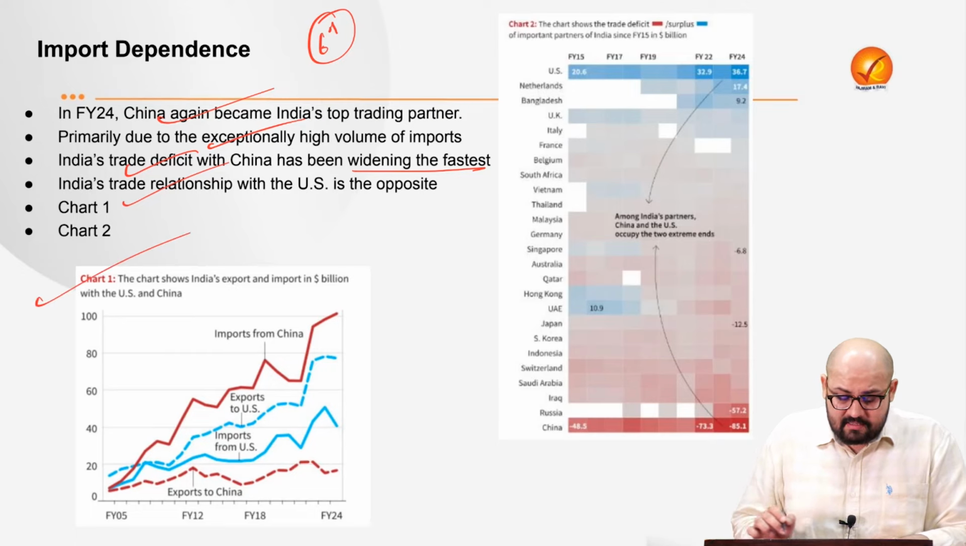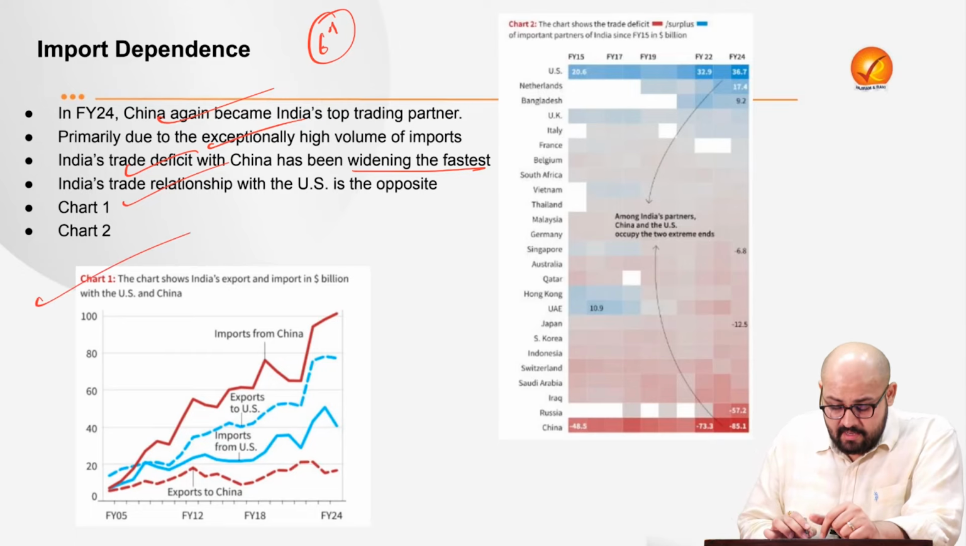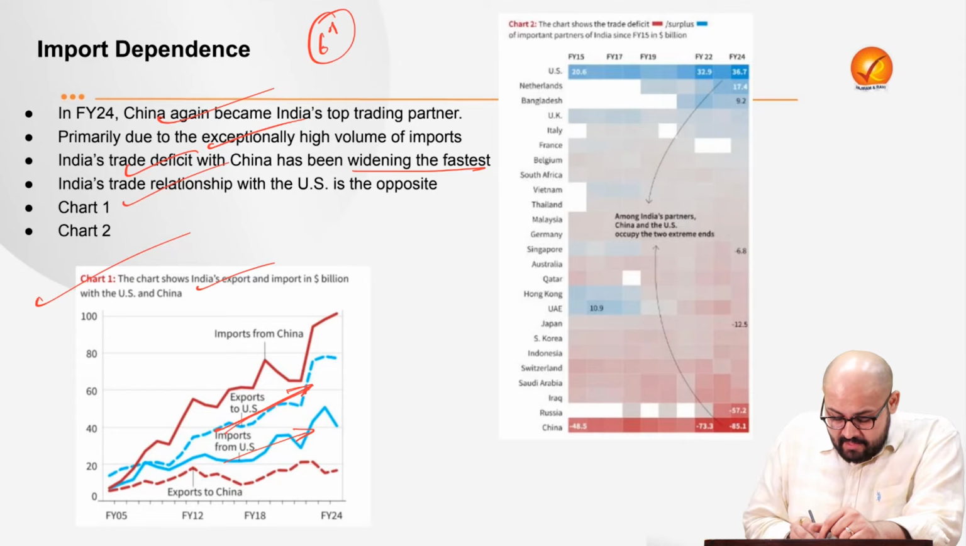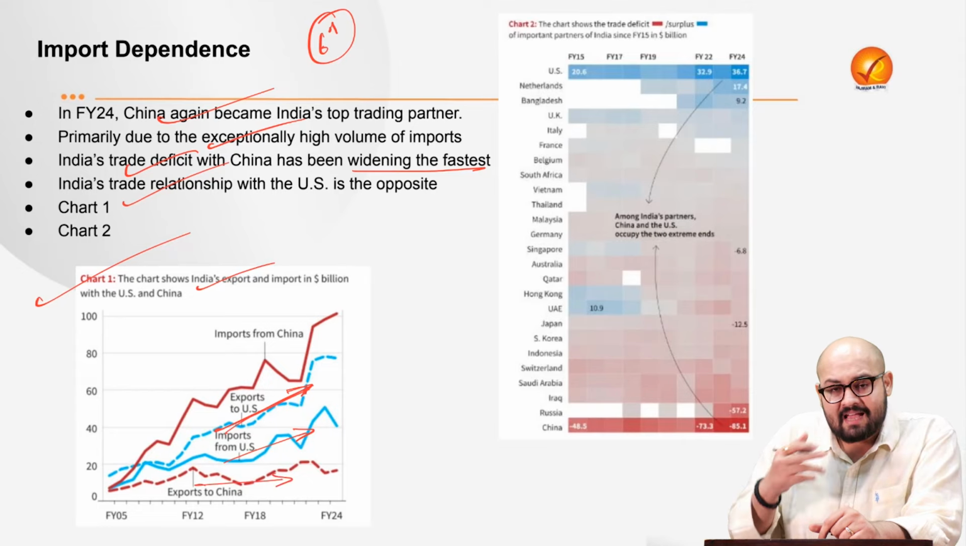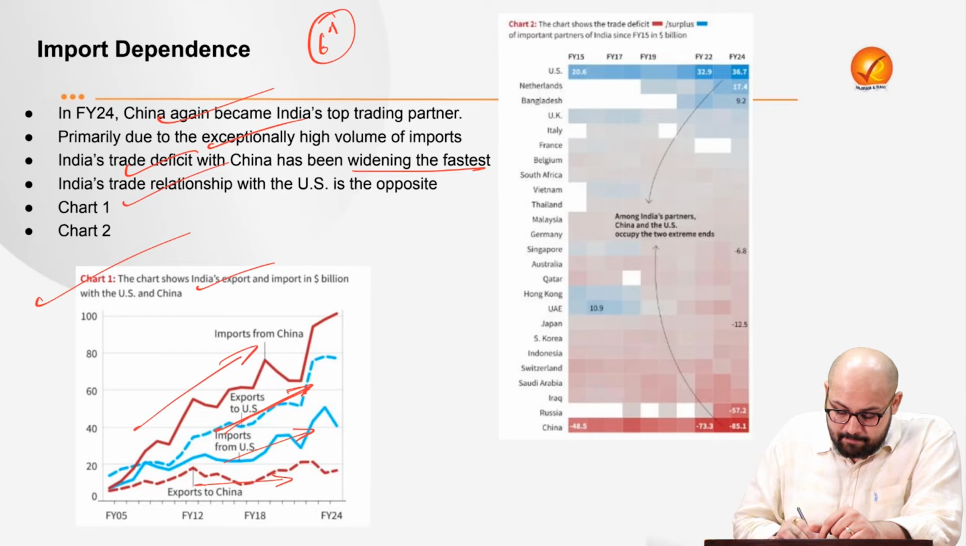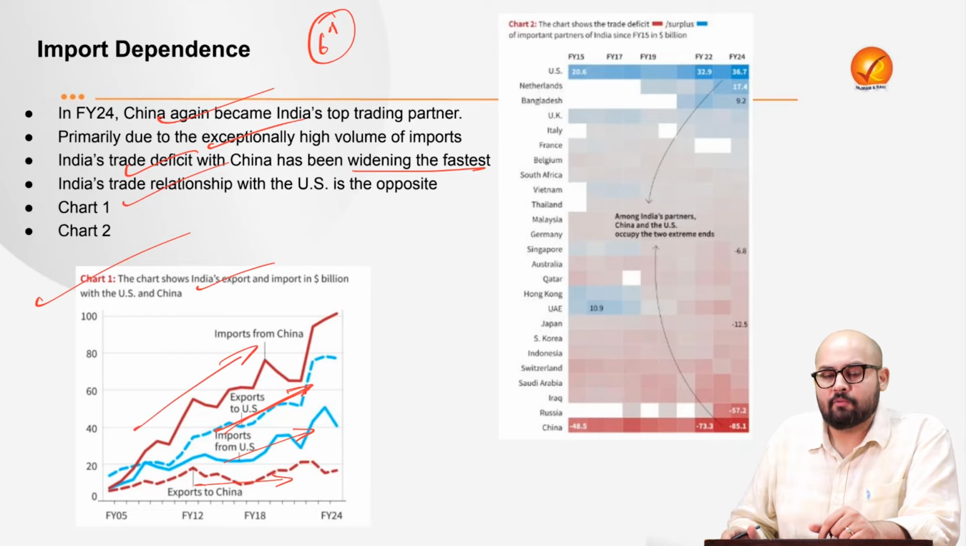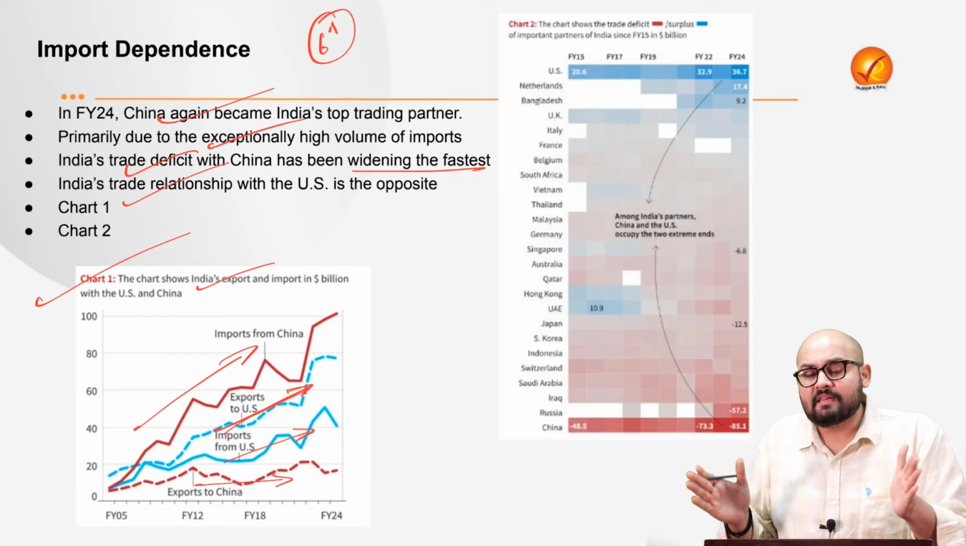So if we look at the chart, what we see is chart one. It shows India's export and import in $1 billion from the US and China. So just look at this line. Imports from the US have been increasing, but the exports to the US have been increasing at a rapid pace, right? Then when it comes to China, the exports to China from India have been stagnant, while the imports from China are just humongous, right? So what we see is that the trade deficit with China has been increasing, right?